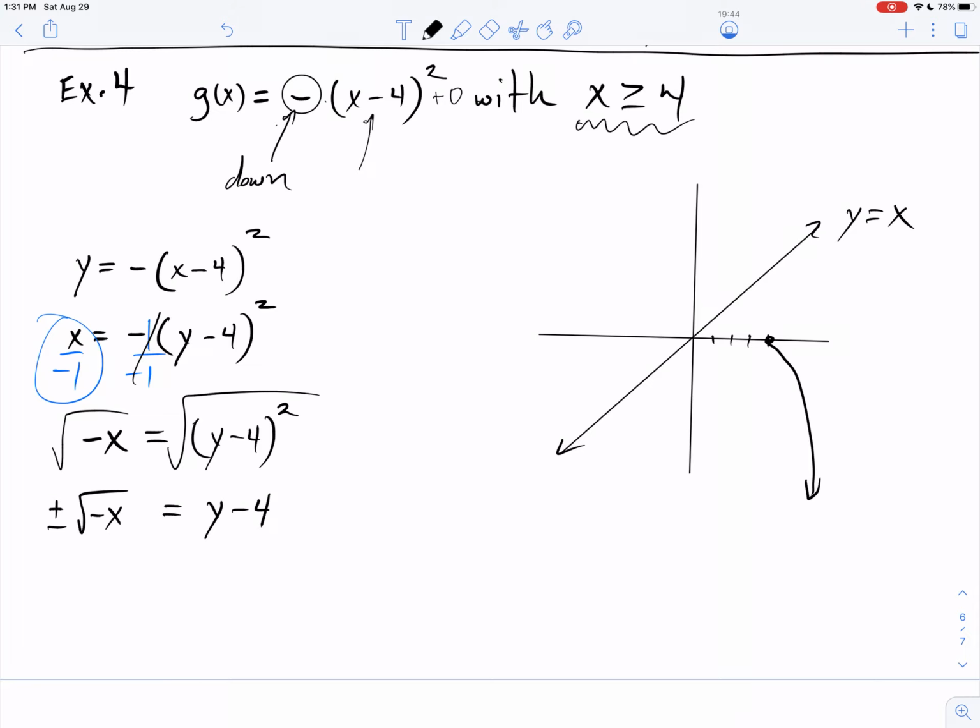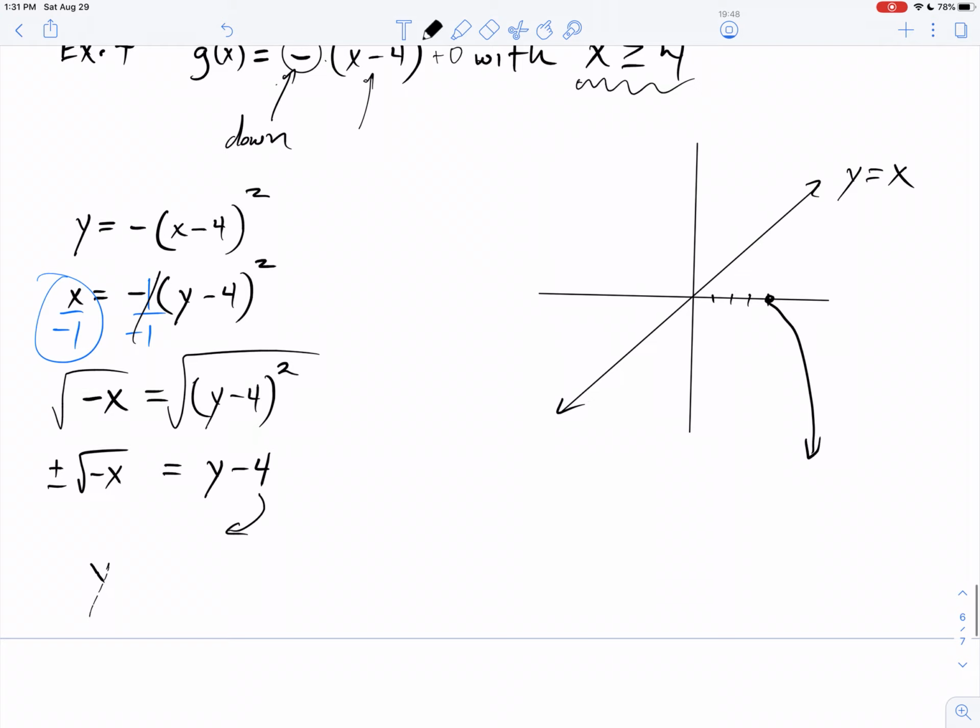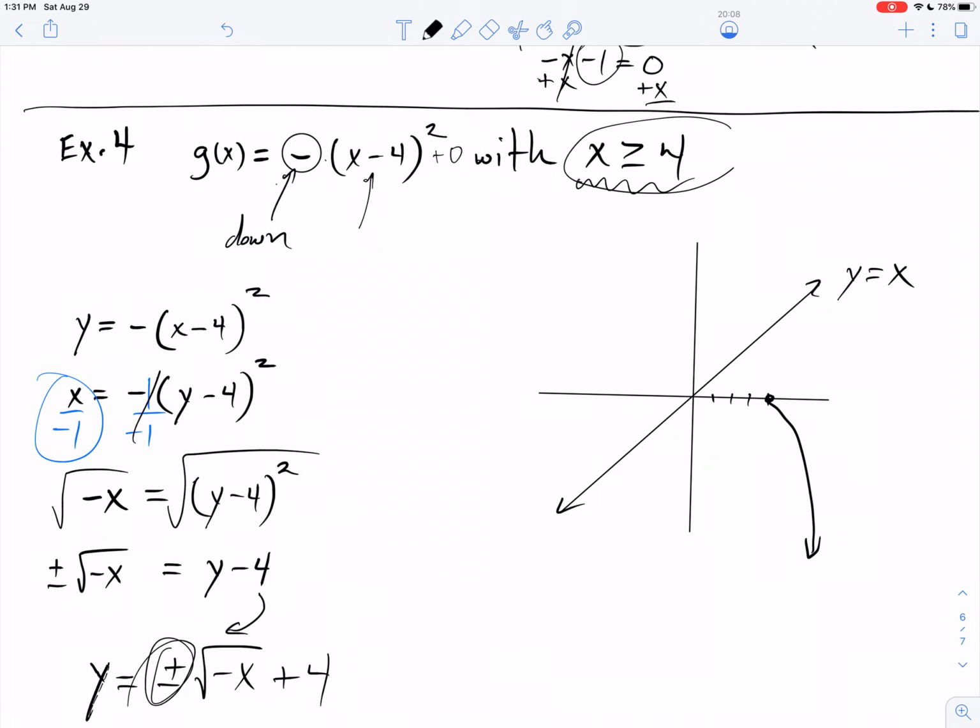But I'm not even done. I got to move this over. So I get y equals plus or minus square root negative x plus 4. Wow. So let's examine this. This is the weird part about this. When you start with a parabolic function and they start you with a restriction, that means you're going to have to make a choice here.